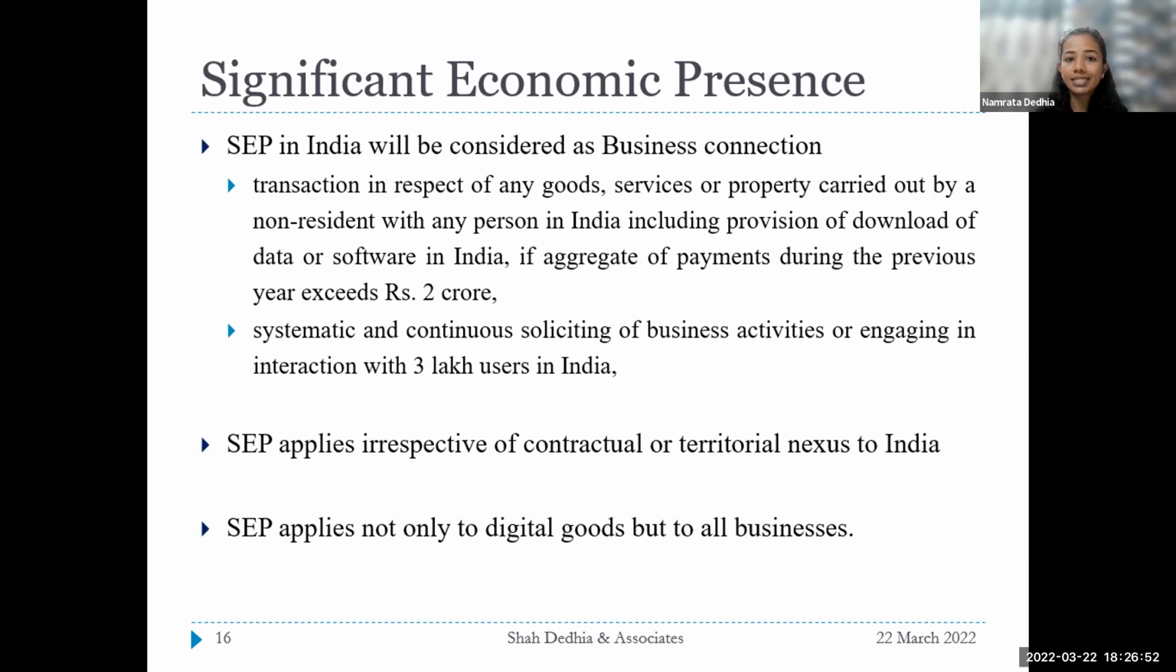It will be considered as a business connection if, one, the first portion talks of transactions in respect of goods, services or property carried out by a non-resident with any person in India. Not any transaction will get covered. A transaction gets covered if the aggregate of payments made during the previous year exceeds 2 crores. So if the threshold of 2 crores is crossed, then income attributable to that business will be taxable under the Act.